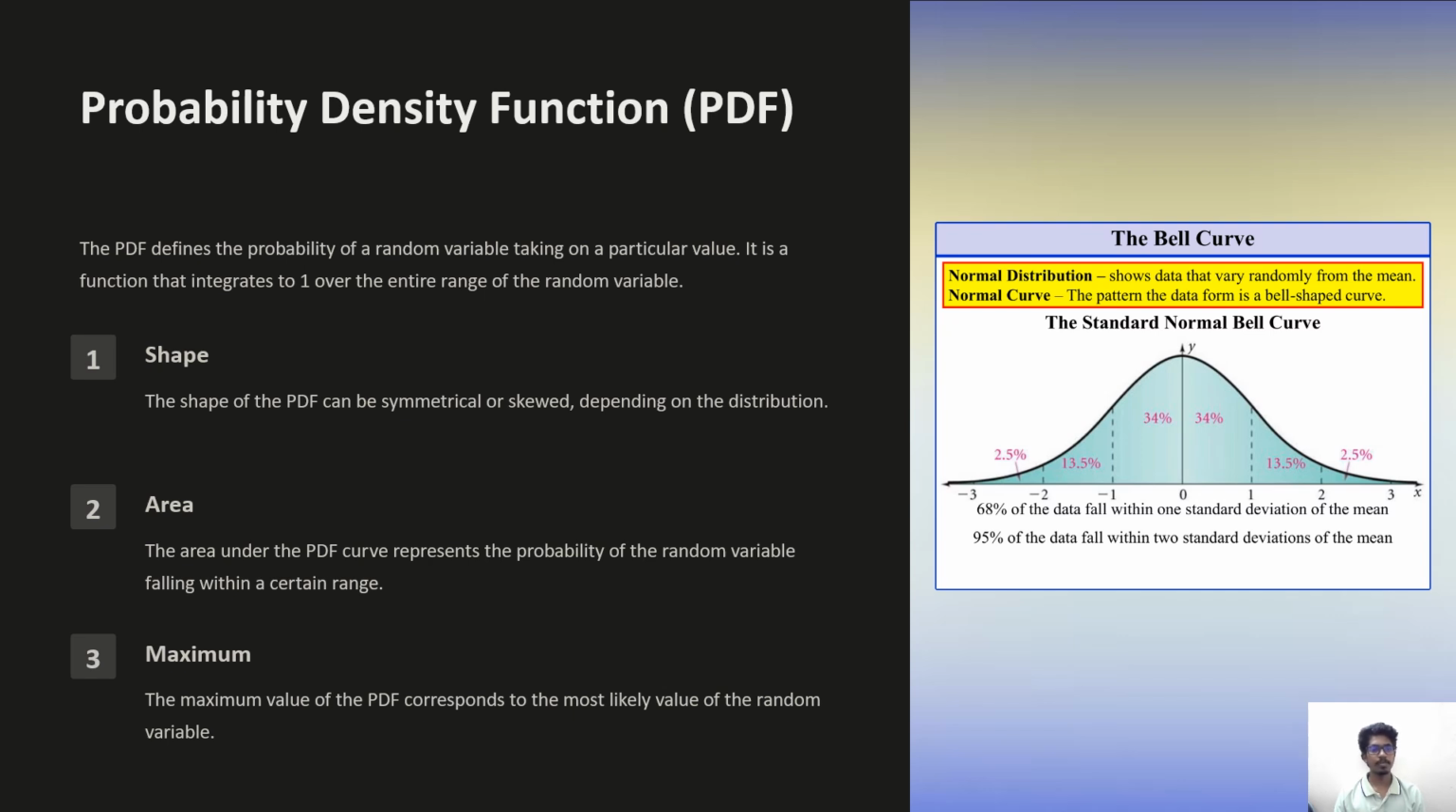Coming to the shape, the PDF can be symmetrical or skewed depending on the distribution. The area under the PDF curve represents the probability of the random variable falling within a certain range, and the maximum value of the PDF corresponds to the most likely value of the random variable. Like you can see in the picture, the standard normal bell curve shows data that vary randomly from the mean, and the pattern the data form is a bell-shaped curve.